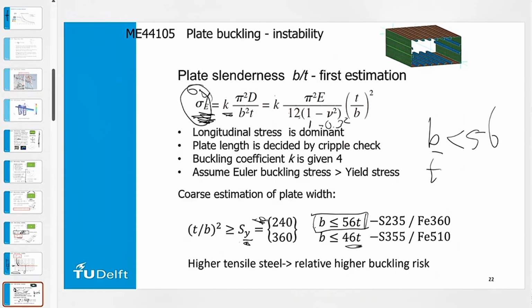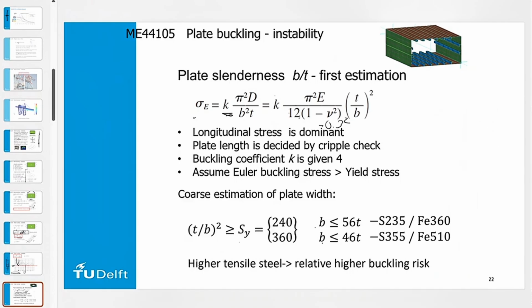So I need to have a lower width to thickness ratio. I can allow a higher stress because the yield stress is higher, but in order to be able to reach that higher yield limit, I need to use a lower maximum width compared to the thickness in order to prevent buckling. So that is an important finding in the design. If I have higher grade steels, then buckling becomes more important, so I need more stiffeners.